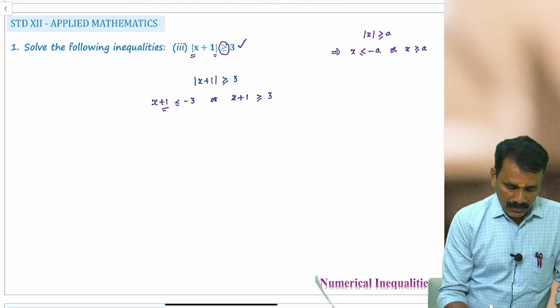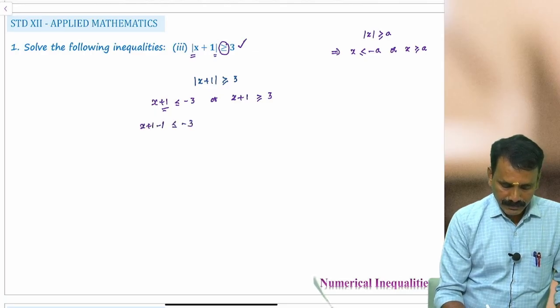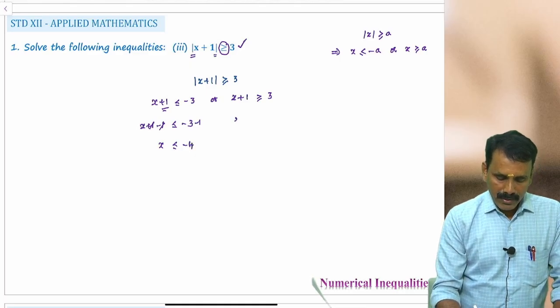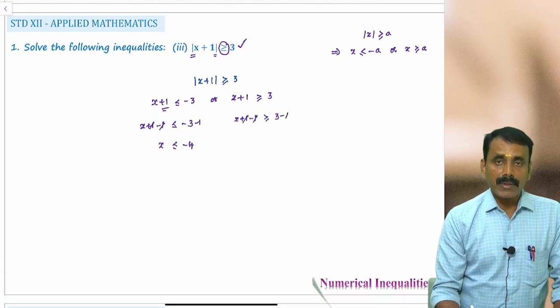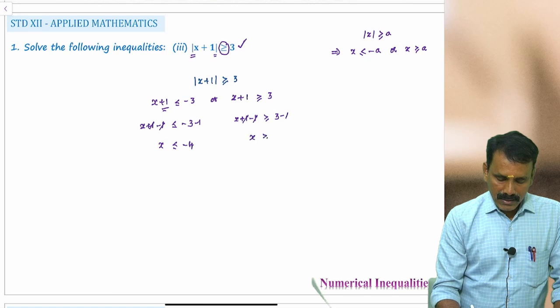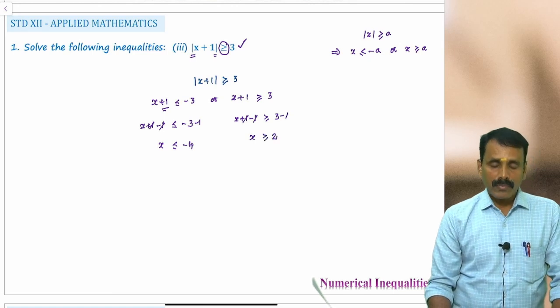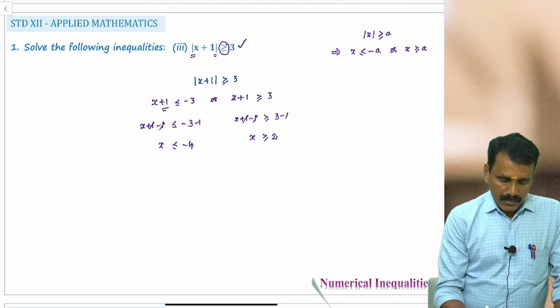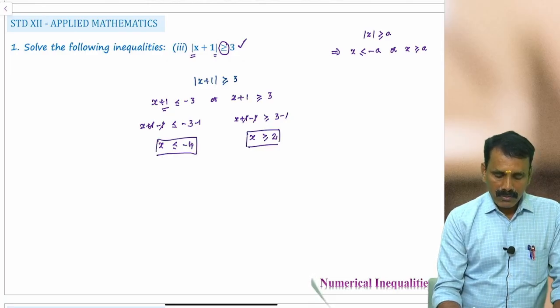Plus 1. Now, x plus 1 minus 1 less than or equal to minus 3 minus 1. So, plus 1 and minus 1 cancel. So, x is less than or equal to minus 4, one part. The other part same way, x plus 1 minus 1 greater than or equal to 3 minus 1. Plus 1 minus 1 cancelled. So, x is greater than or equal to 3 minus 1 is 2. So, if you see this expression, one is x less than or equal to minus 4, the other one is x greater than or equal to 2.